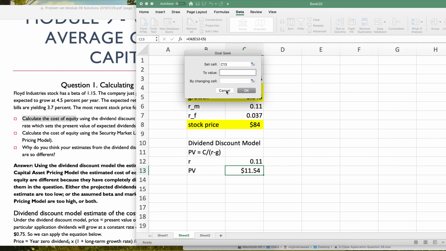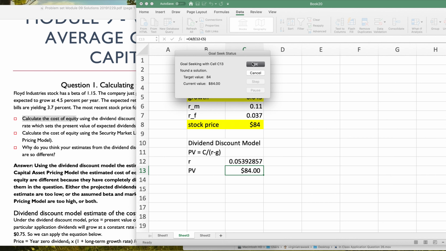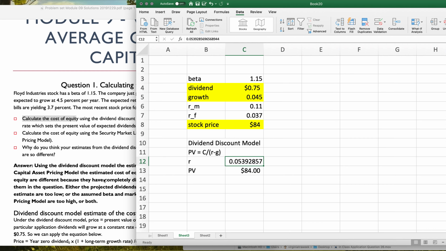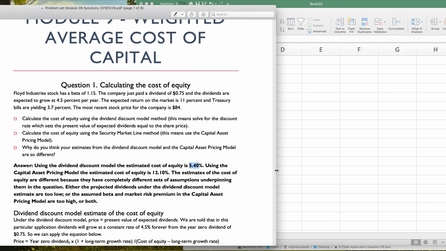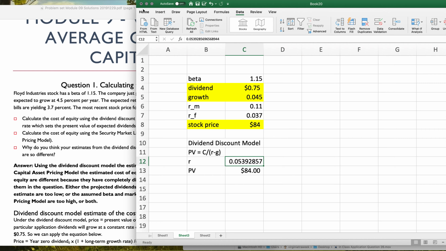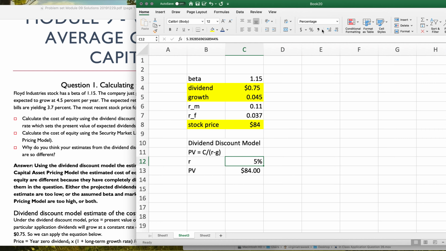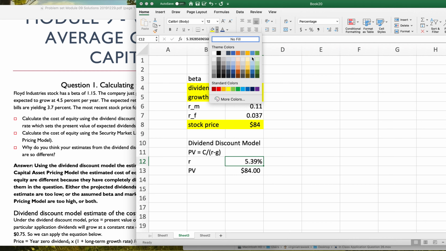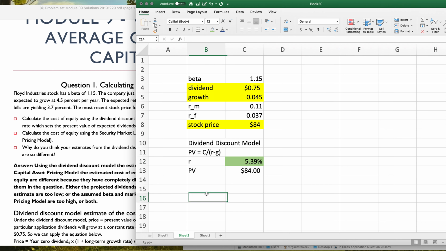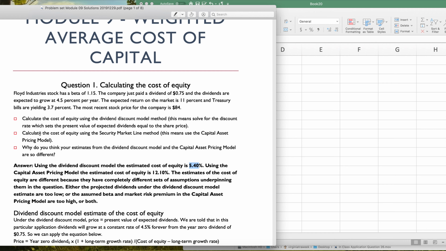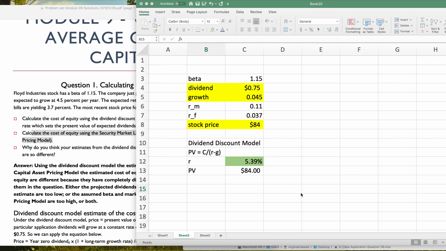We're going to set that to 84 by changing this cell. And the answer here is 5.4%. Let me change that to percent. And I'm going to highlight it in green. All right, so the next one asks us to calculate the cost of equity using the CAPM.